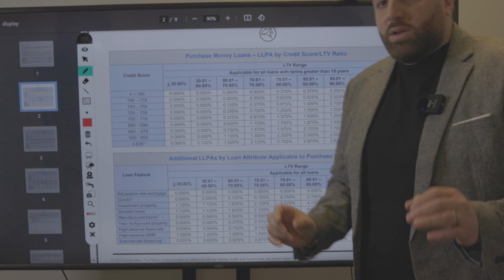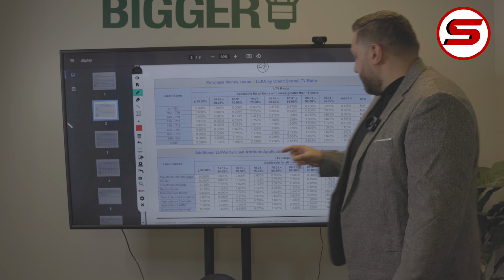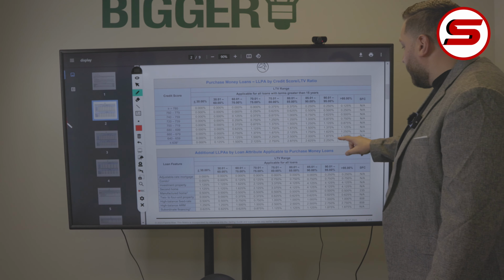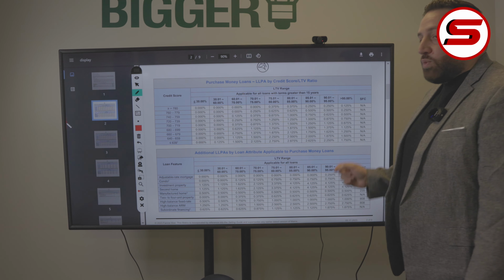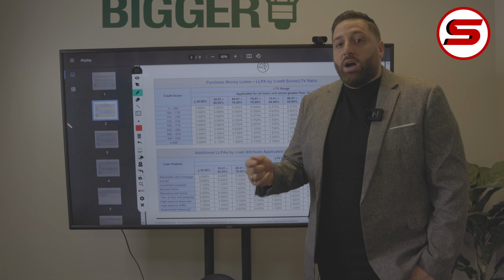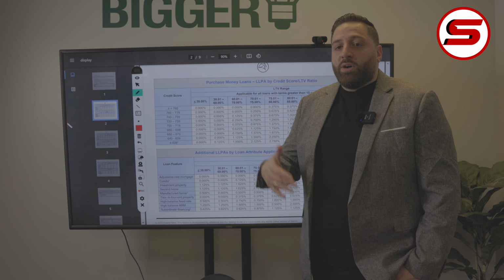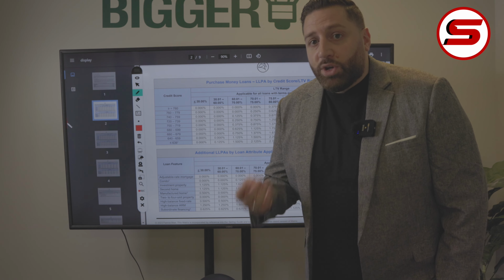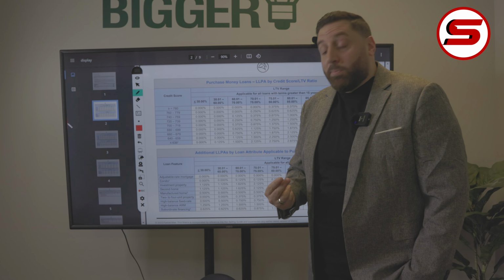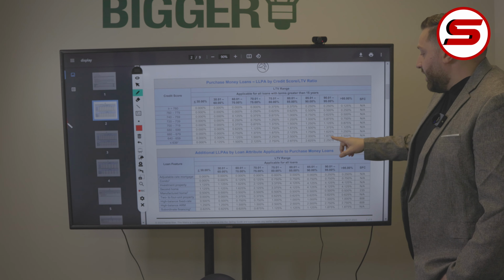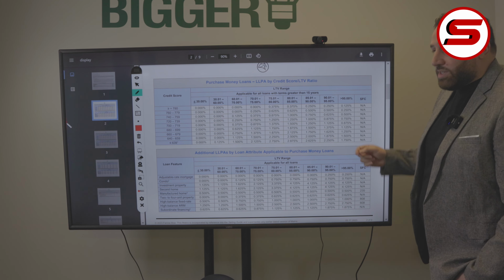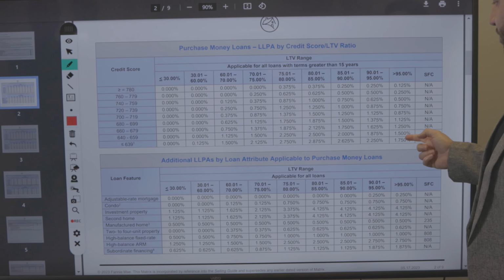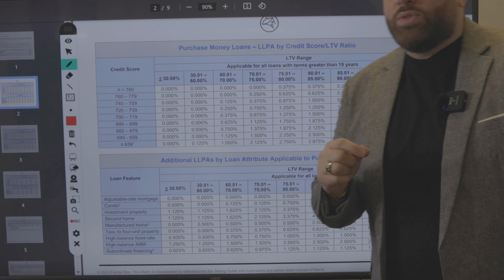And here's the really quirky part about this. If you look here, if you have a 640 credit score and you're putting 5% down, you're going to be charged 1.875% of your loan amount. If it's a $100,000 loan amount, $1,875. If you're a first-time home buyer, you can put 3% down. If you're putting 3% down on a Fannie Mae product, that goes down. It's actually less, even though it's more risk because you're putting less down payment.